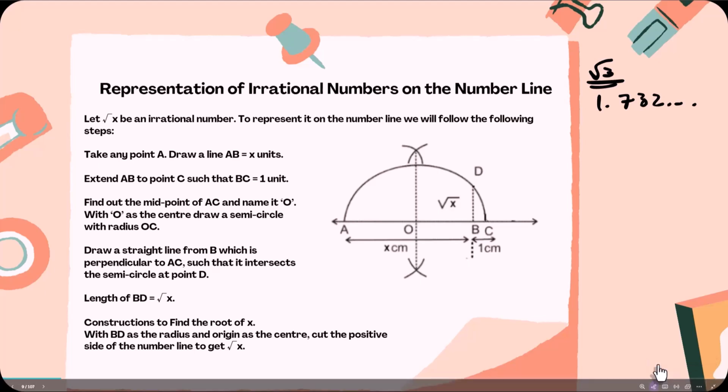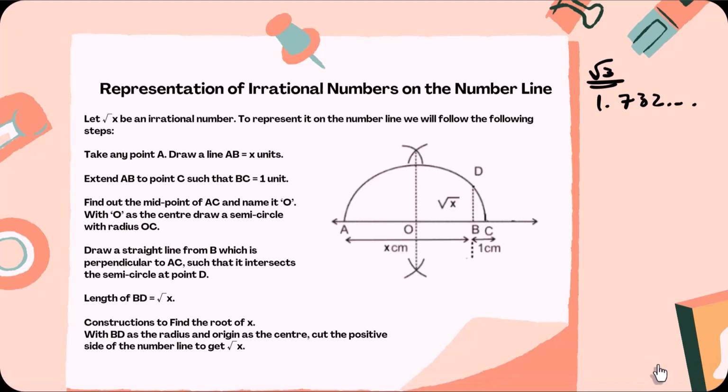So for that, we are doing this method, okay? It's very simple. You don't need to know the theory behind it for exams. All you need to do is plot it. So it's easy. So let root x be an irrational number. It can be root 3, root 5, any of those, okay? So to represent it on a number line, we will follow the following steps.